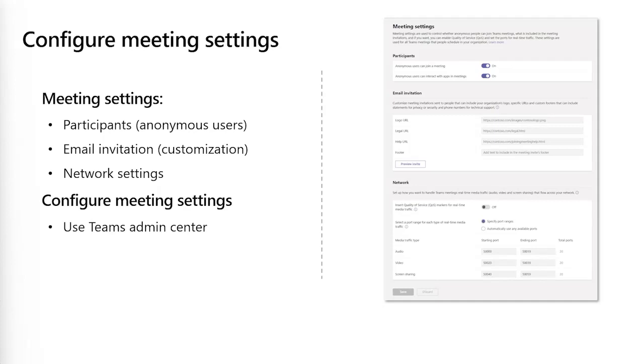We can also specify port ranges. We looked at port ranges earlier. So the default port ranges for audio, 50,000 to 50,019. Video, 50,020 to 50,039. And screen sharing, default ports, 50,040 to 50,059.